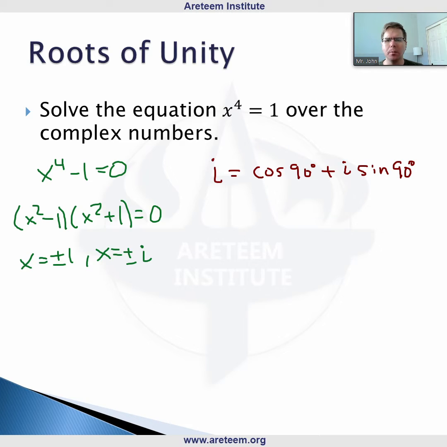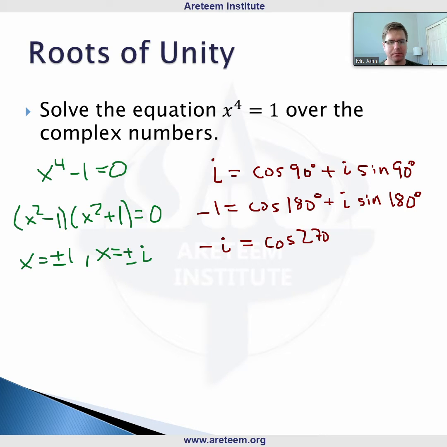Okay, so what about negative 1 then? Well, negative 1 is going to be an angle of 180 degrees, so we have cosine of 180 degrees plus i sine of 180 degrees. And hopefully by now you can see the pattern. So try to guess which one I'm going to do next. It of course is going to be negative i as the next one, and this one is going to be cosine of 270 degrees plus i sine of 270 degrees.